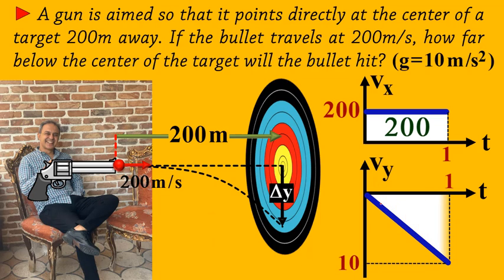Okay, the area under the graph will be delta y here. Base times height over 2. Base is 1, height is 10. If I divide it by 2, I will have 5 meters. So the bullet has been displaced 5 meters vertically from the center of the target to the point where it hits.